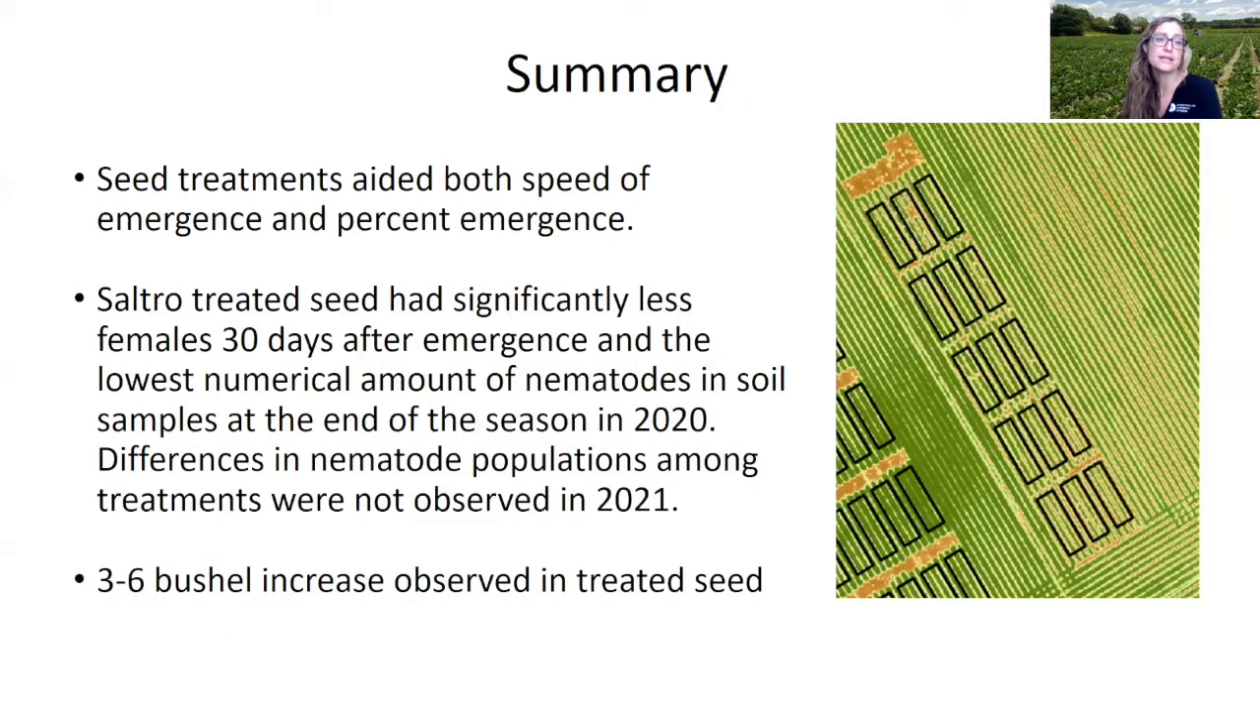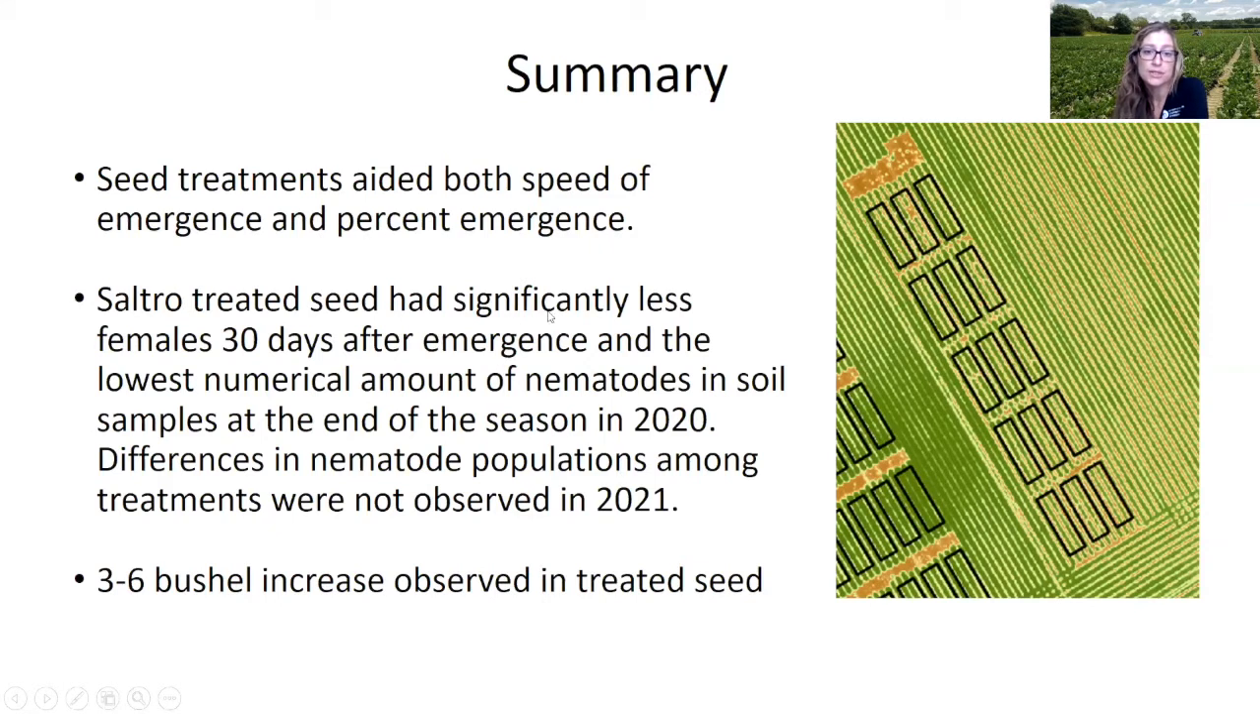So summarizing this trial up, these seed treatments are definitely aiding in the speed of emergence and the percent of emergence. And again, these are targeted at that early planting. So those beans that are planted in April, early May, that seems like it's really going to be where these seed treatments are going to be most helpful. As you move later in the season, or perhaps double crop beans where things are getting out of the ground fast, there may not be as much of a difference with the emergence.